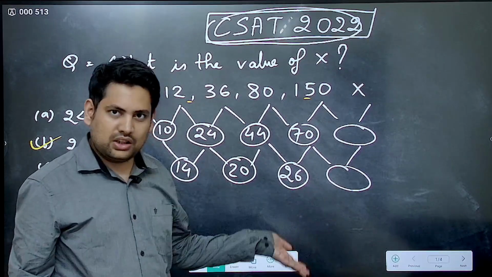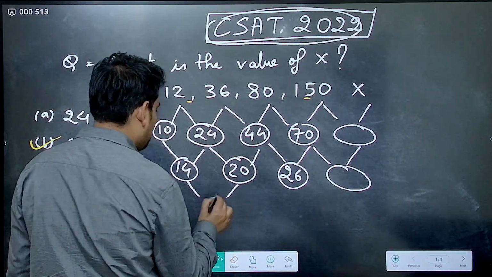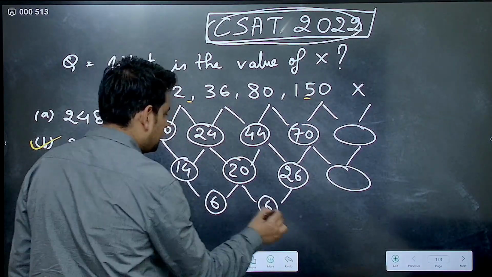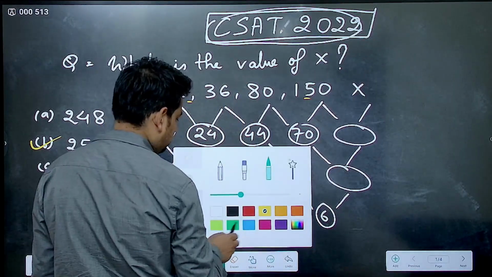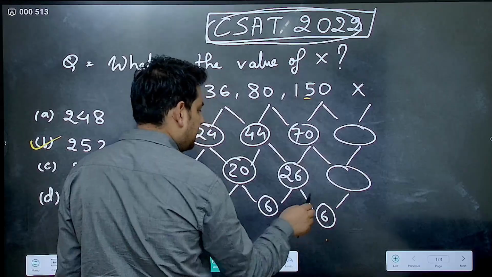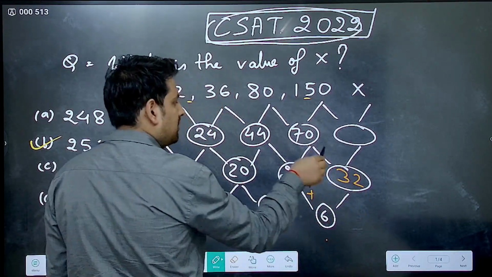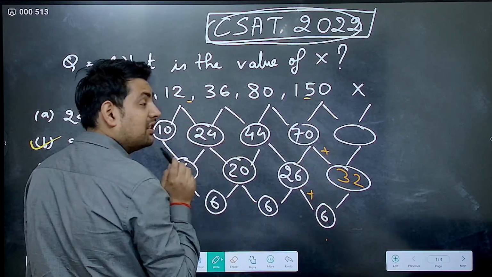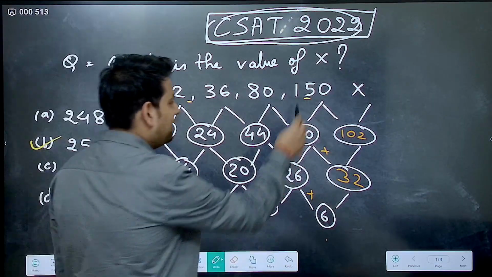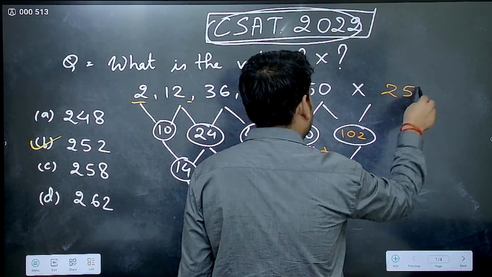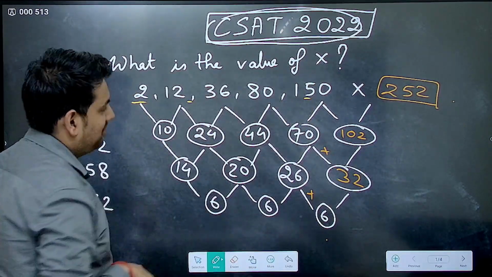So you need not do the next step also. But anyway, if you want to see, you can do this. This is a difference of 6, this is a difference of 6. So this will also be a difference of 6. Now, if this difference is 6, then 26 plus 6 will be 32. Now, 70 plus 32 will be what? 102. And now 150 plus 102 will be 250. So your answer will come out to be 250.